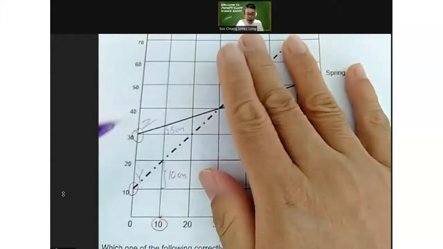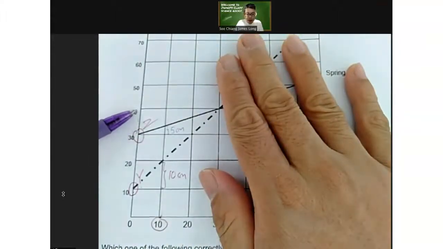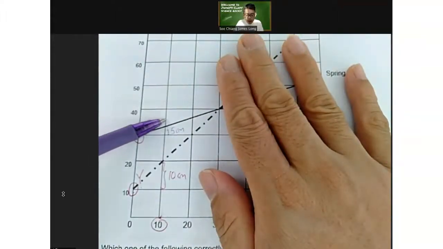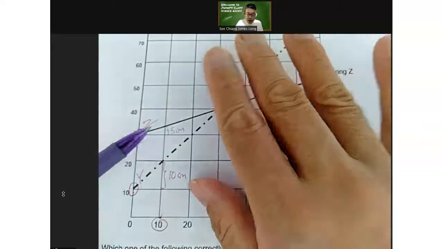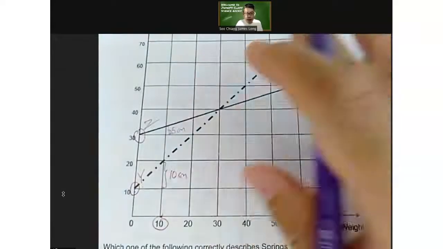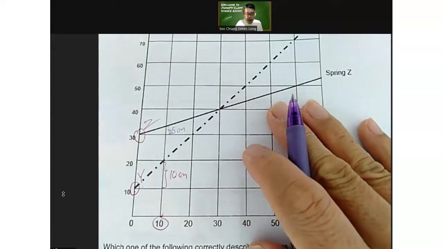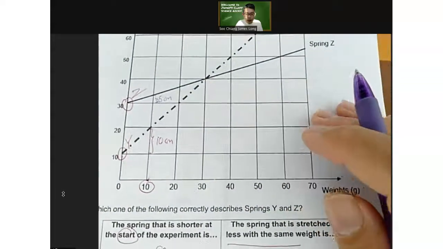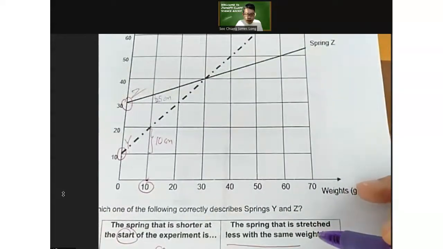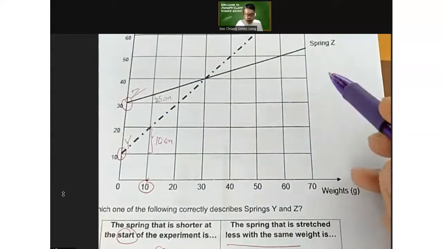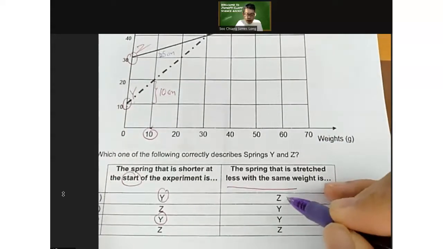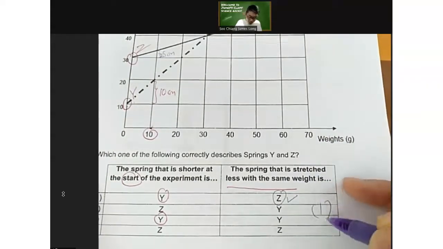You can see, right? If this is 30, this is 40, 35 is here. It's probably only, I think it's just 2.5 cm. Less. Right? It's less. So therefore, we are asked, the spring that is stretched less with the same weight will be Z. Z. Alright? So the answer for this option 22 is 1.